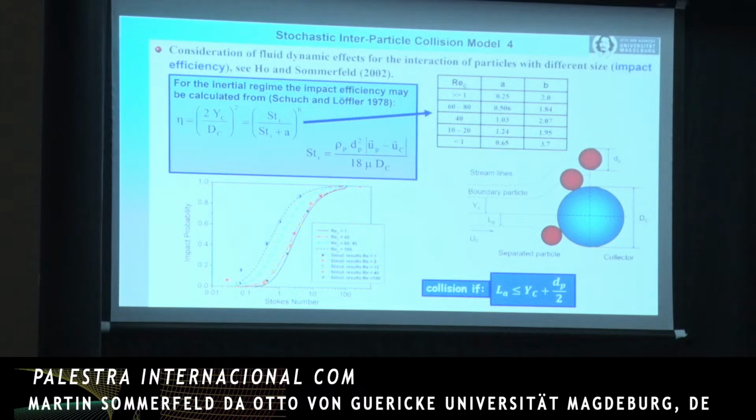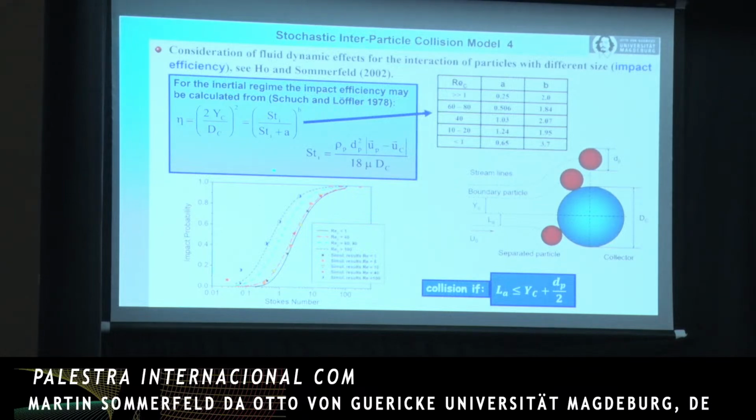Strong effect of impact efficiency. Basically, this means that only from a certain circular area will the particles hit the collector. The particles beyond this YC are moving around the collector. There will be no collision. So the collision rate is drastically reduced.